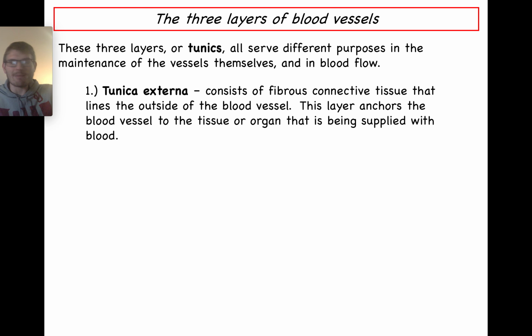So the first type of blood vessel tunic is called the tunica externa. So that externa part of that basically tells you that this is the outermost layer of the blood vessel, externa, external, right?